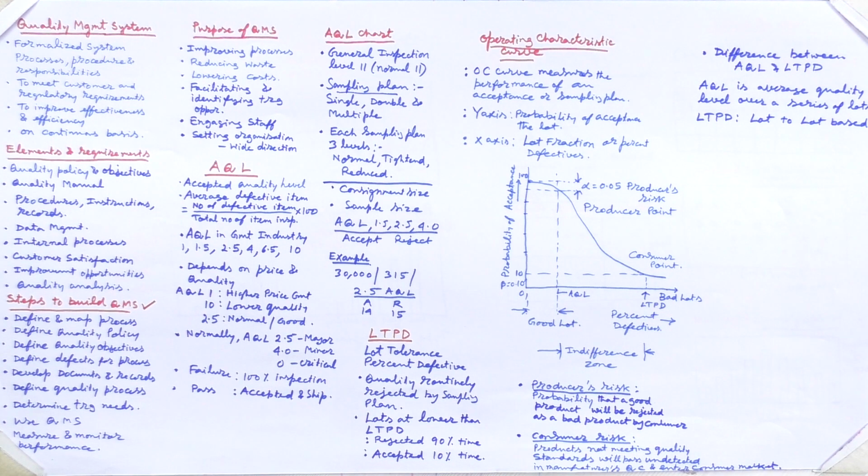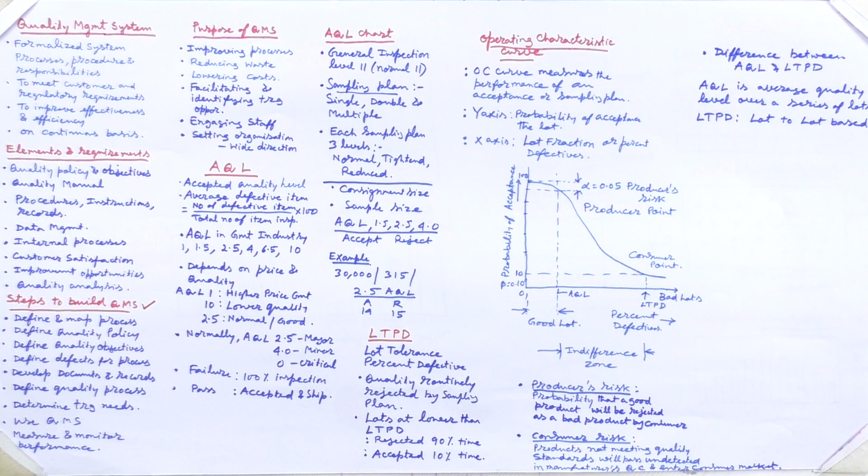So how to implement that quality policy? In order to implement any quality policy, we have to define the objectives. How the quality policies will be effectively introduced, that is there in the quality objectives. What are the objectives of that particular policy and how it is met, that is there in that.